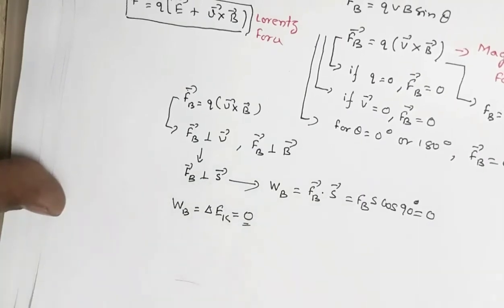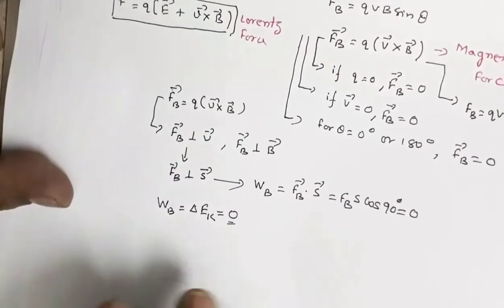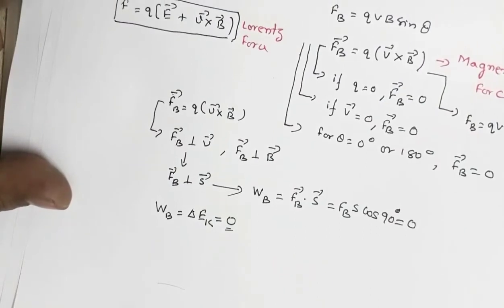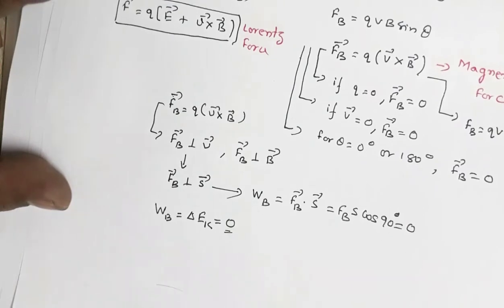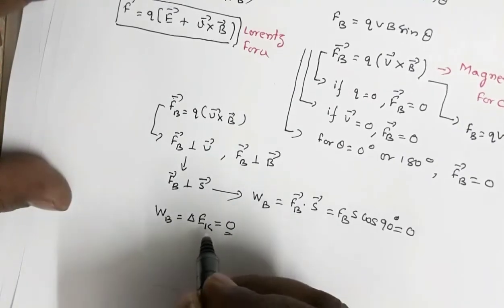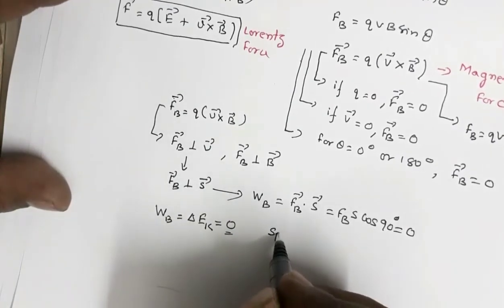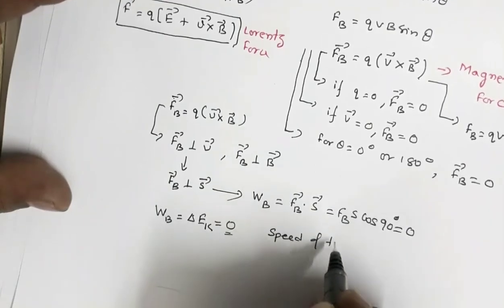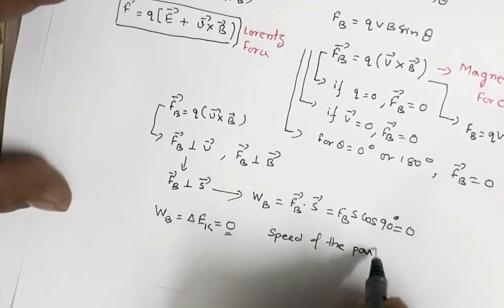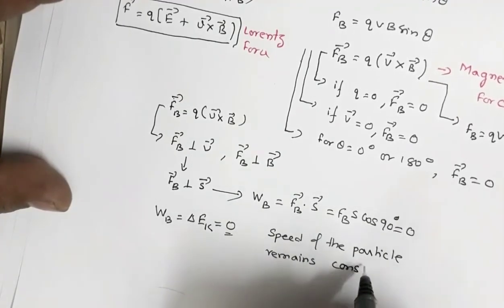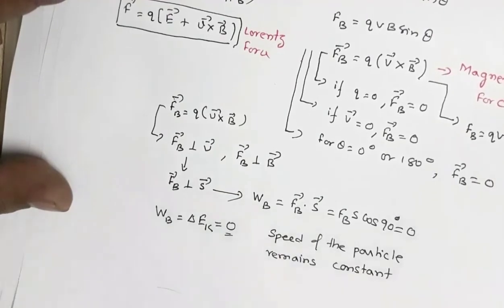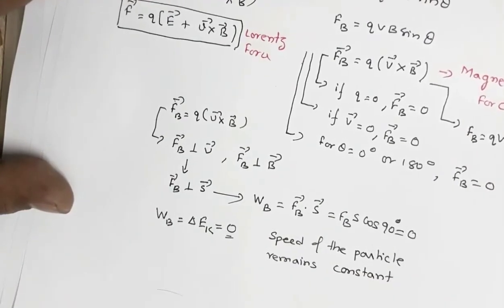So that means kinetic energy of a charged particle moving in a uniform magnetic field will not change. That means speed will not change. So since there is no change in kinetic energy, the speed of the particle remains constant.